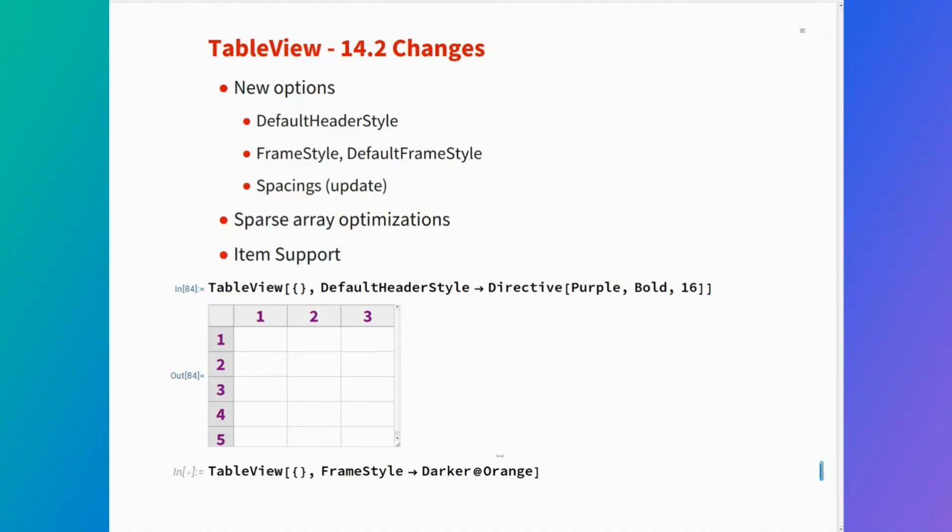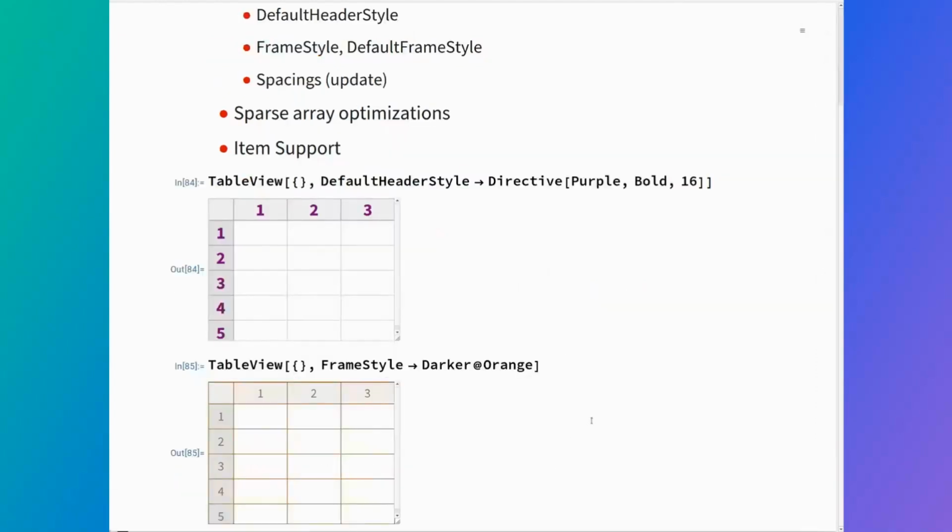You can now change the style of the frame. So you can change the color right now. We can't change the thickness yet. TableView still assumes that your frame is just one pixel thick, but that's something we hope to do a little more work on.